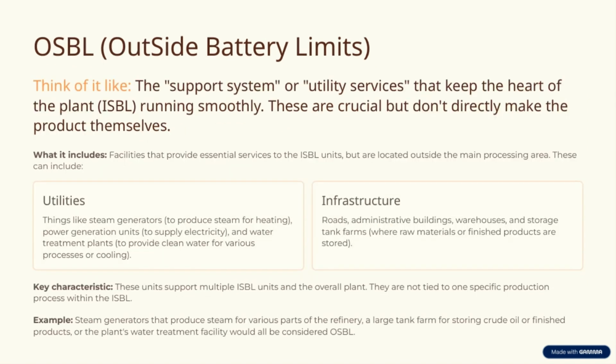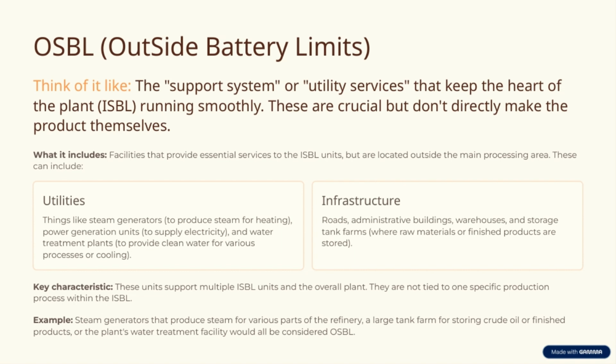Now let's talk about OSBL, or outside battery limits. Think of it like the support system or utility services that keep the heart of the plant, which is the ISBL, running smoothly. These are absolutely crucial, but they don't directly produce the final product themselves. What does OSBL include? Well, it encompasses all the facilities that provide essential services to the ISBL units, but they are located outside the main processing area.